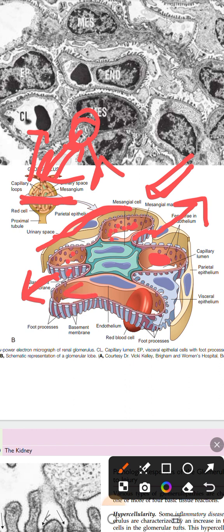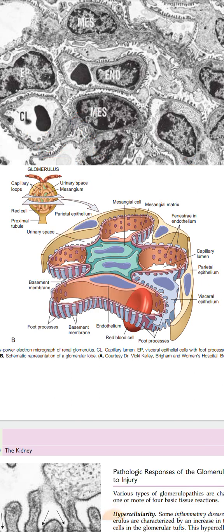This is another capillary. You can see it clearly, and between these capillaries are the mesangial cells, or supporting cells, or filler cells, right? So this was the normal structure. I hope this will be clear to you.